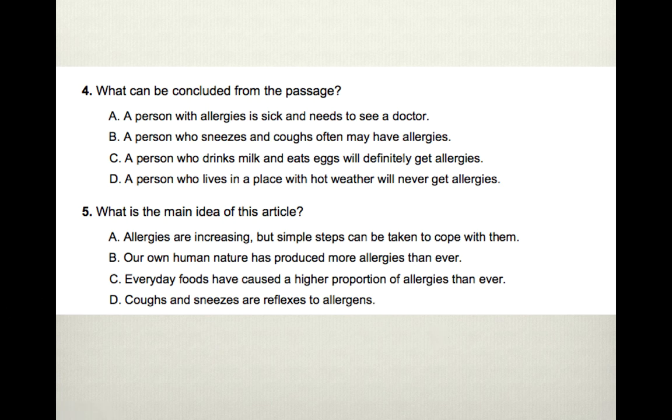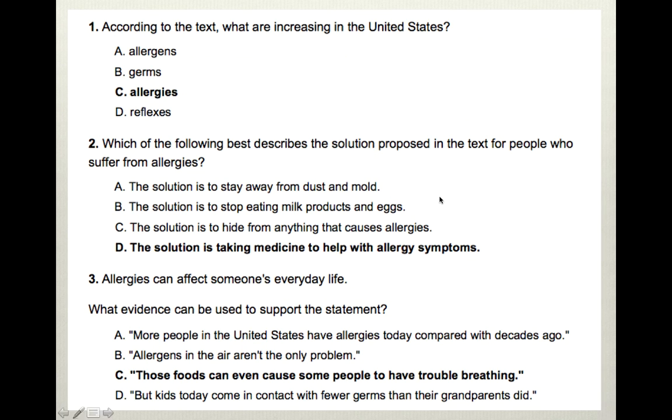All right, I'm going to go over the correct answers. For number 1, according to the text, what are increasing in the United States? Allergies. For number 2, which of the following best describes the solution proposed in the text for people who suffer from allergies? Well, the solution is they should take medicine to help with allergy symptoms. Number 3, allergies can affect someone's everyday life. What evidence can be used to support the statement? How can we show that allergies affect someone's life? Well, C, those foods can cause some people to have trouble breathing.